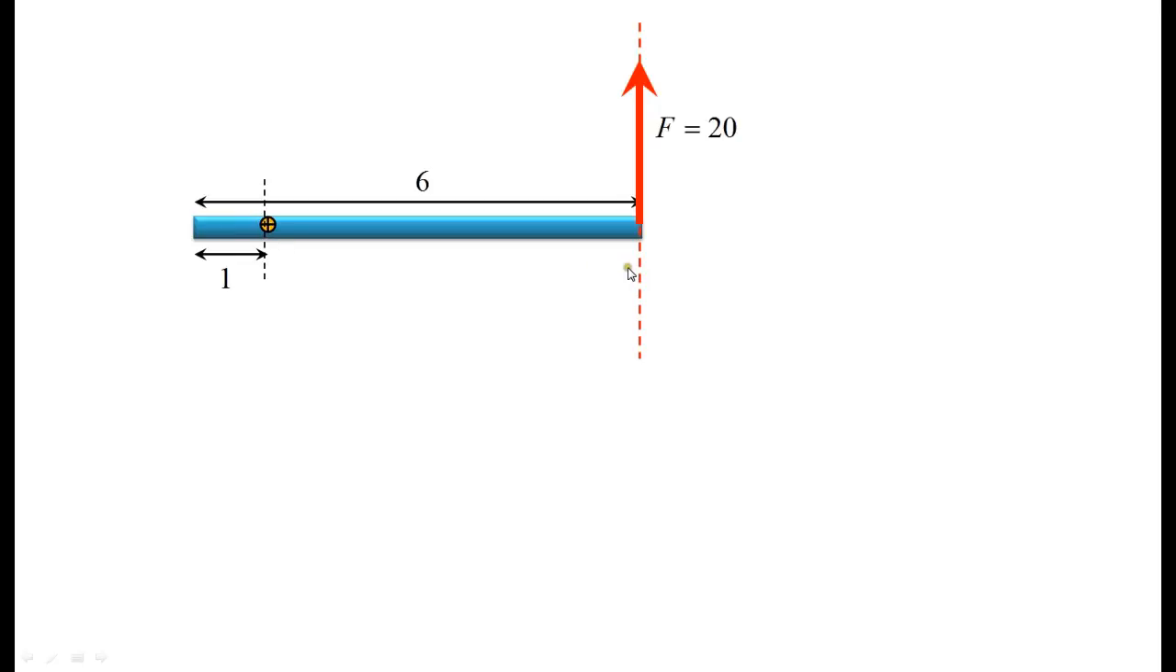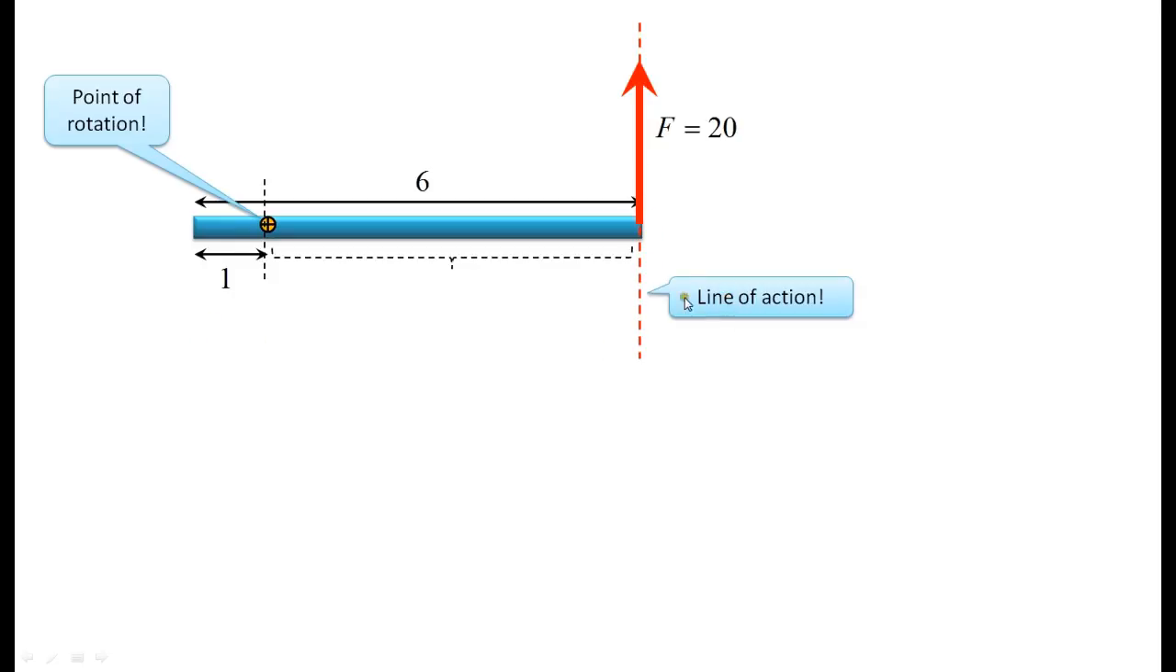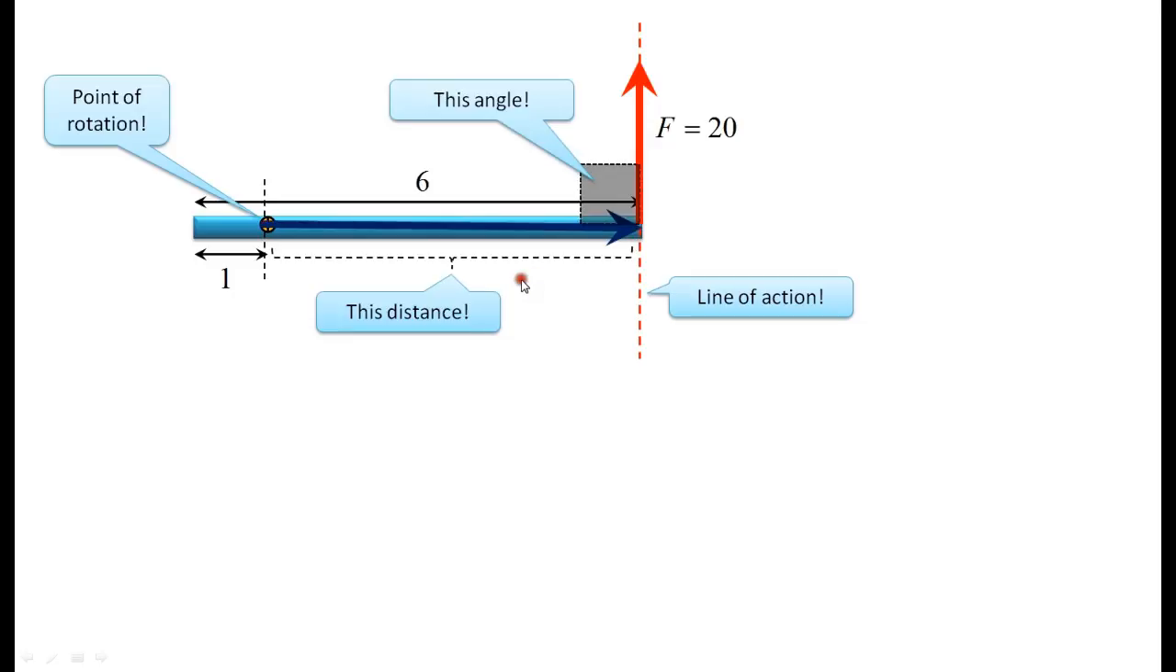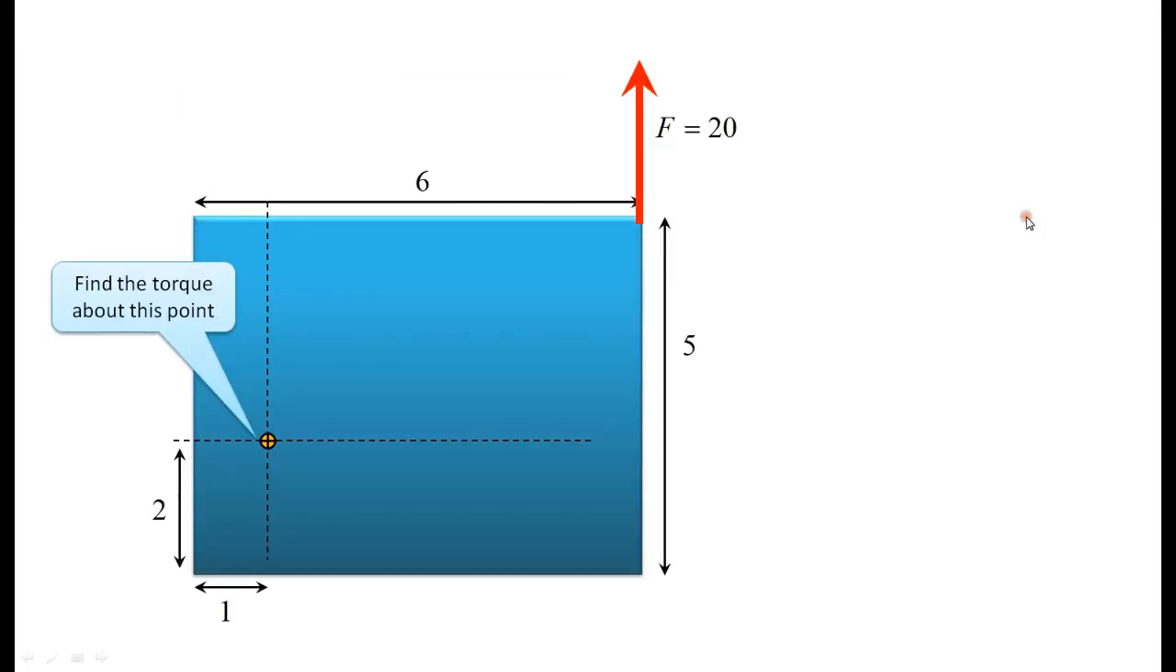Well, step number 1, identify your point of rotation, this right here. Step number 2, identify the line of action of the force, this right here. Step number 3, find the distance between this point and that line. Cool, it makes 90 degrees, okay. Now you just multiply, you get 100. Was that difficult? No. What about this problem?